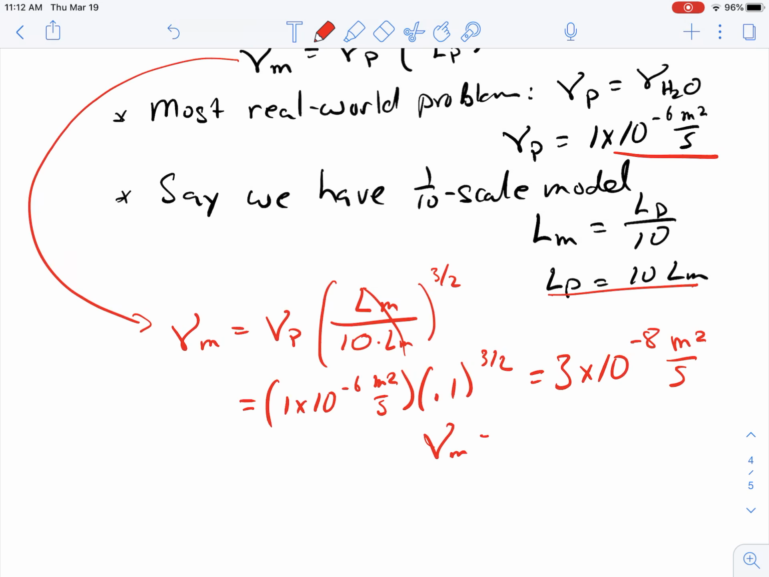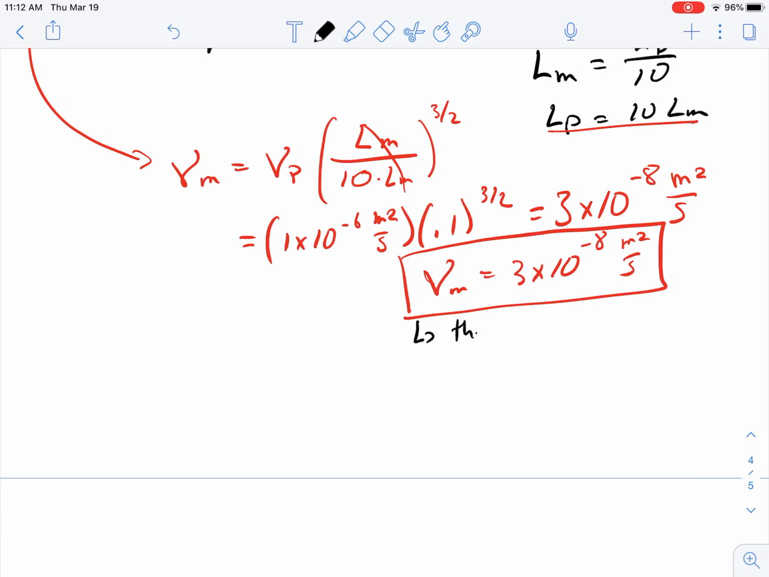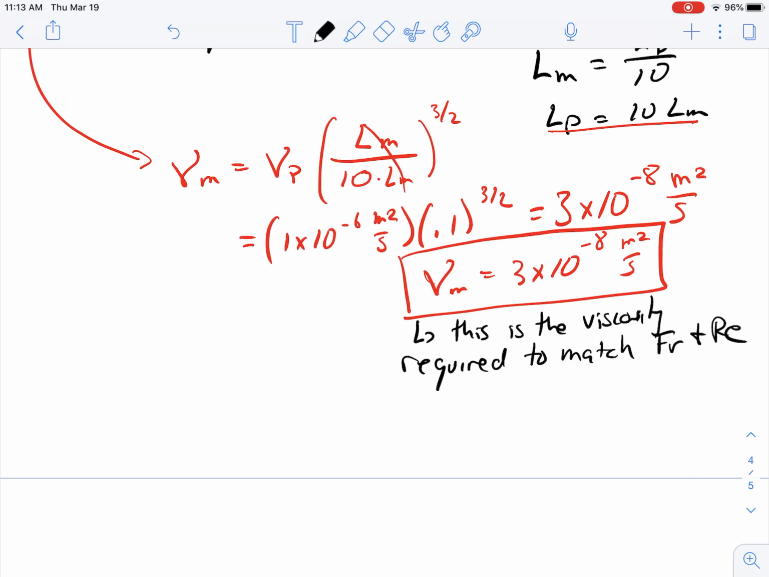So that's the viscosity that we need in the model in order to match Froude number and Reynolds number. Let's write that down to be clear. This is the viscosity required to match the Froude number and Reynolds number between the model and the prototype.